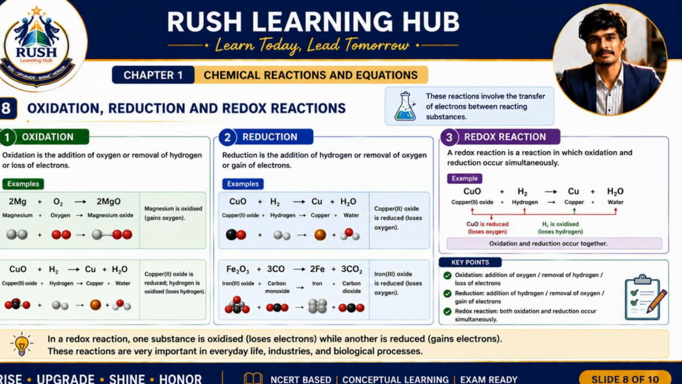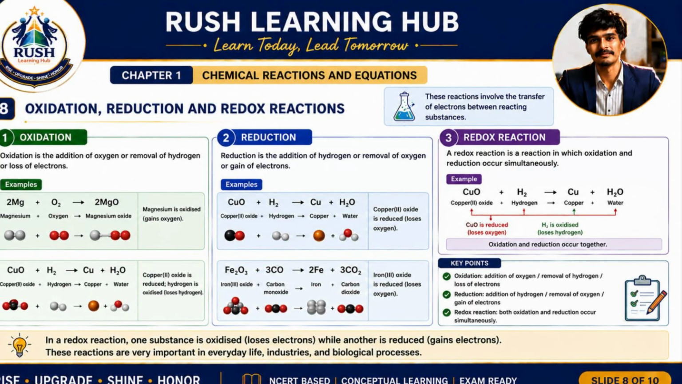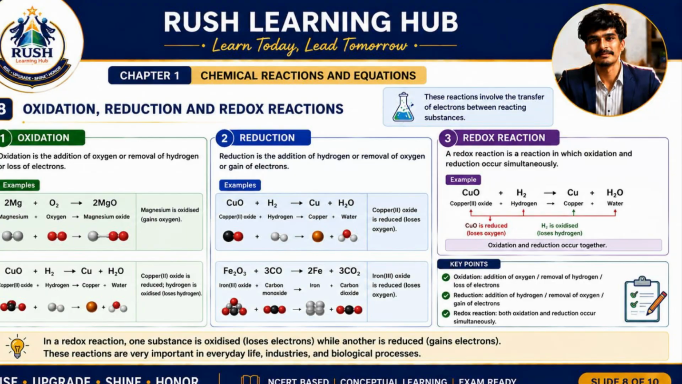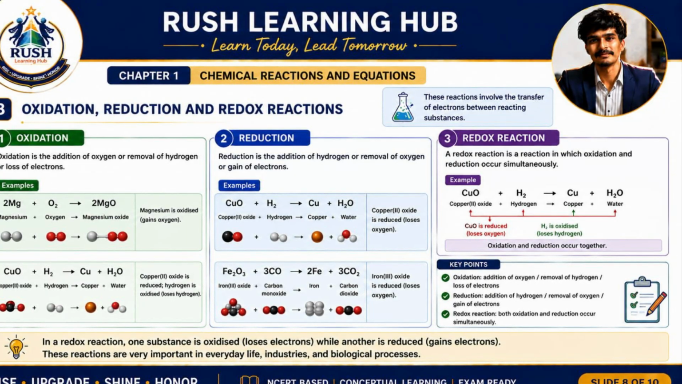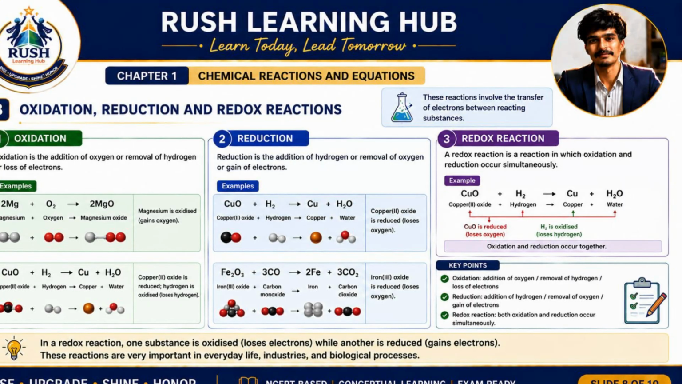Now, let's learn about redox reactions. A redox reaction is a reaction in which oxidation and reduction occur simultaneously. Look at the reaction. Copper oxide plus hydrogen gives copper plus water. Here, copper oxide loses oxygen and is reduced, while hydrogen gains oxygen and is oxidized. Since oxidation and reduction happen at the same time, this is called a redox reaction.